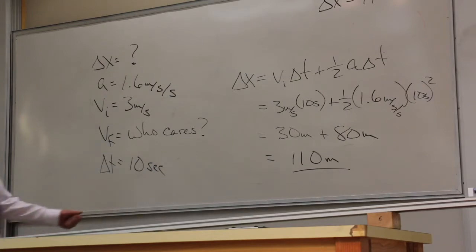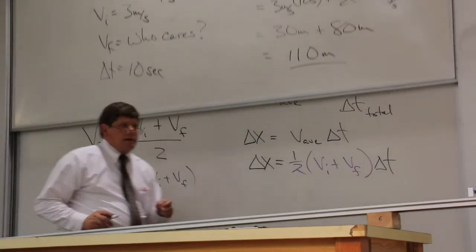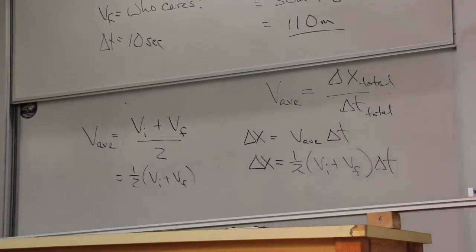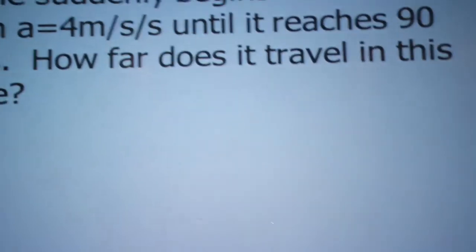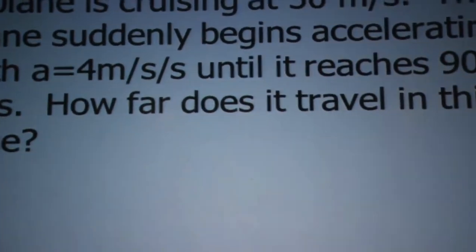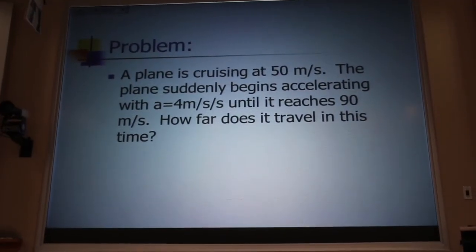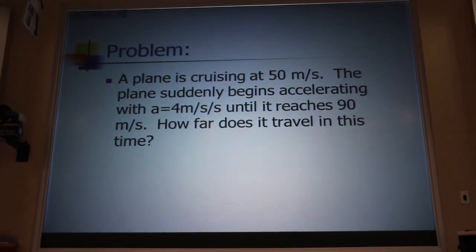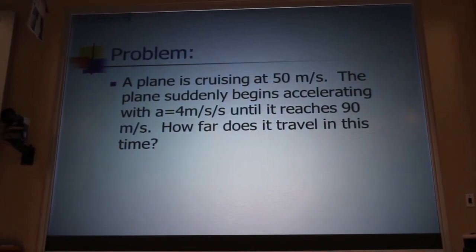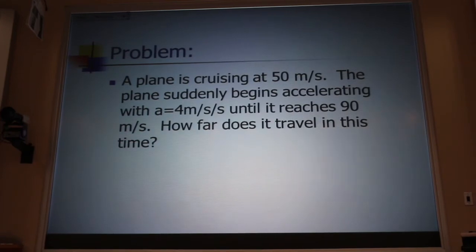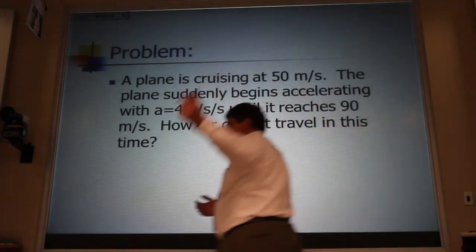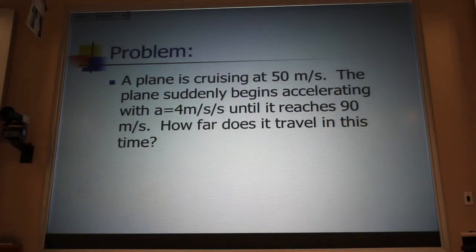Okay? Now, you try it. Without thinking, solve this problem using that method that I just taught you. A plane is cruising at 50 meters per second. The plane suddenly begins accelerating with a 4 meters per second acceleration until it reaches 90 meters per second. How far does it travel in that time?